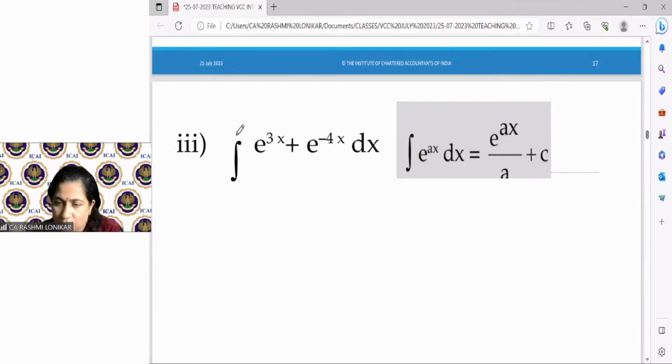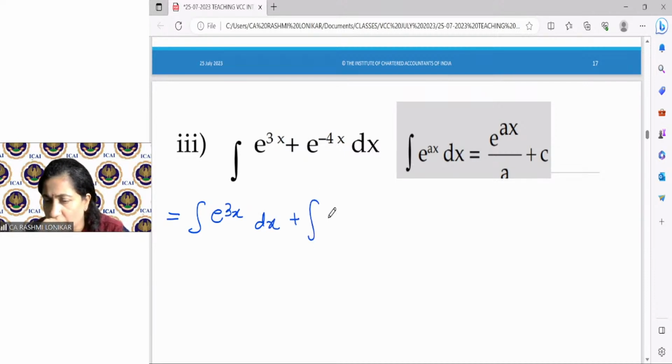Now the exponential. Integral of e raised to 3x plus e raised to minus 4x dx. Okay, so what is here? Integration of e raised to ax dx is equal to e raised to ax upon a. This is equal to integral of e raised to 3x dx plus integral of e raised to minus 4x dx.